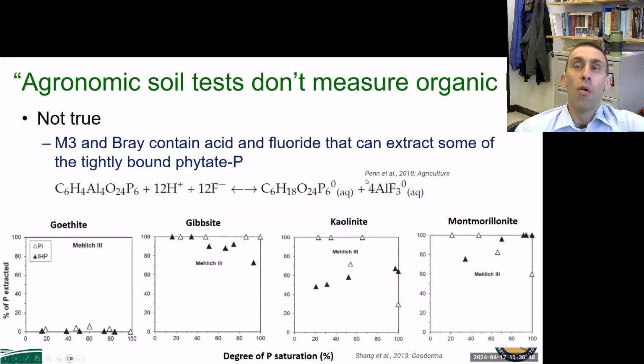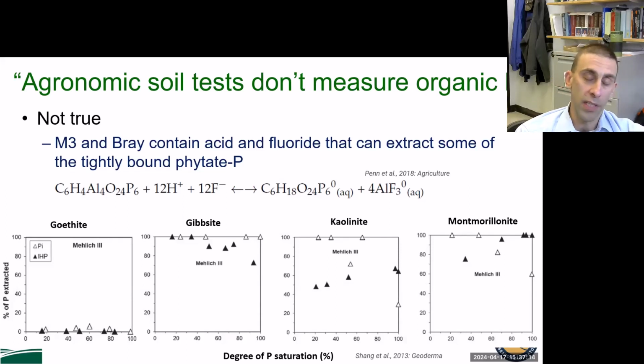Agronomic soil tests don't measure organic phosphorus. This is not true. Mehlich 3 and Bray extracts contain acid and fluoride, both of which can extract some of the tightly bound phytate phosphorus, and phytate P dominates as far as your organic phosphorus forms in the soil. It depends on the minerals. Some minerals do hold on to it a bit tighter than others, as you can see here.